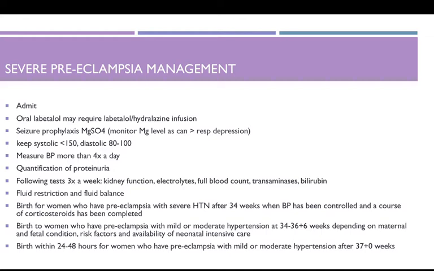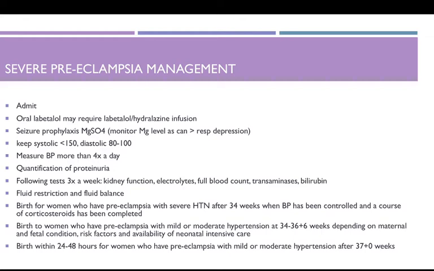They need quantification of the proteinuria. You need to be measuring their kidney function, electrolytes, full blood count, transaminases, bilirubin 3 times a week. They need fluid restriction and fluid balance. And if they have presented with severe hypertension, so they have severe preeclampsia after 34 weeks, what you need to do is once you've controlled the blood pressure and you've given them a course of corticosteroids, you should aim for them to give birth. So you should aim to induce labour or carry out a C-section if they're past 34 weeks.